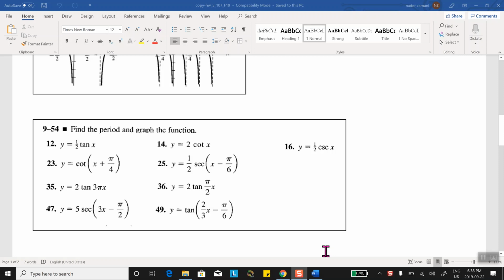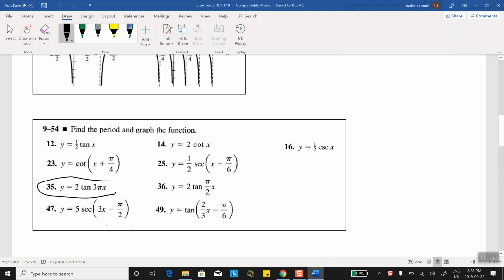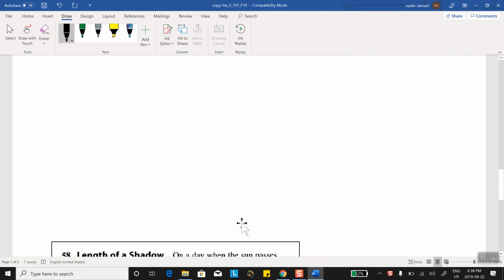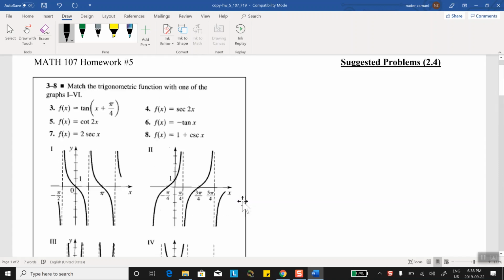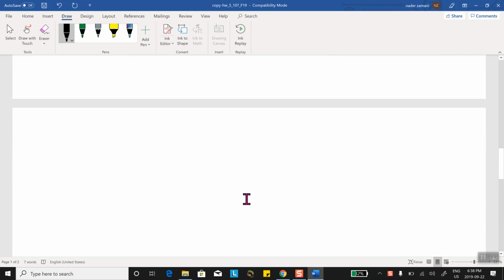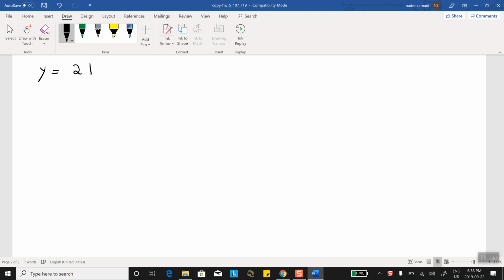Okay, so this is the third video segment for homework number 5, and I'm going to be doing this problem. Okay, so that we have more room, let me go ahead and copy this down below. Get rid of these. Okay, so where are we here? So we have y equal to 2 tangent of 3 pi x.